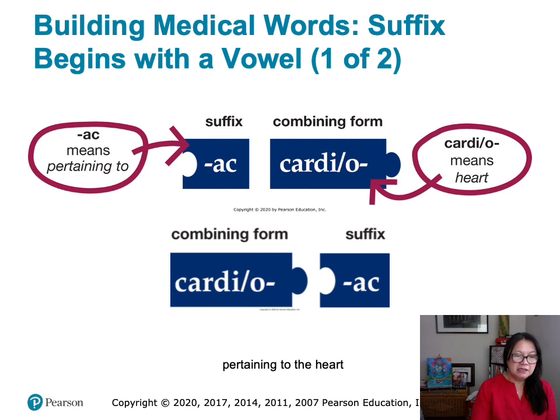Now let's look at building a medical word with a suffix that begins with a vowel. Say we want our medical word to mean pertaining to the heart. As before, the first step is to select the suffix and combining form whose meanings match this definition. This means we will select the suffix -ac, which means pertaining to, and the combining form cardio, which means heart, as we know that. Our second step is to change the order of the word parts to put the suffix last.